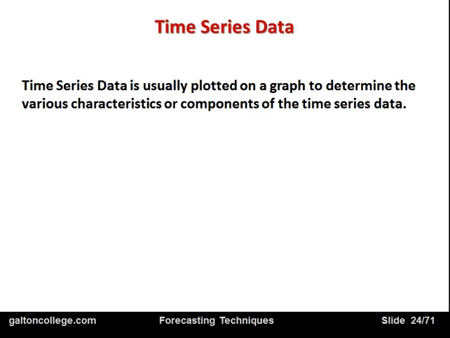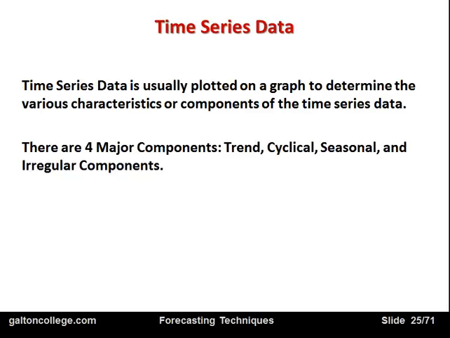Time series data is usually plotted on a graph to determine the various characteristics or components of the time series data. There are four major components in time series work. We have the trend in the data. If we look at historic data over a period of time, we try to work out its trend. Is it upwards or downwards? Is it flat? Does it go in a cycle? So is it cyclical? Is there a seasonal component in it? Does it increase around Christmas time and decrease in January? Does it increase over the summer and decrease in winter? And are there any irregular components, ones that just seem to happen and that are difficult to account for?